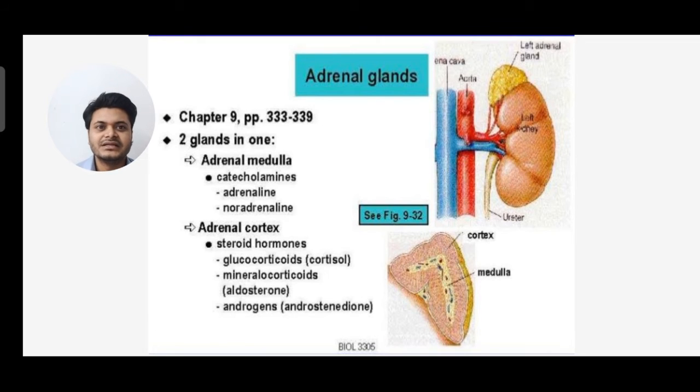Next, in the adrenal gland you can see the adrenal medulla and adrenal cortex. In the adrenal medulla there are catecholamines: adrenaline and noradrenaline. For the adrenal cortex there are steroid hormones like glucocorticoids, that is cortisol, mineralocorticoids, that is aldosterone, and androgens. You can see the figure.